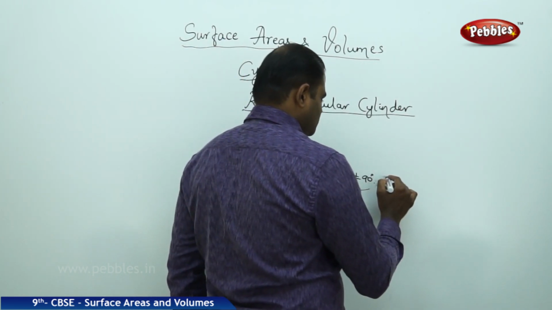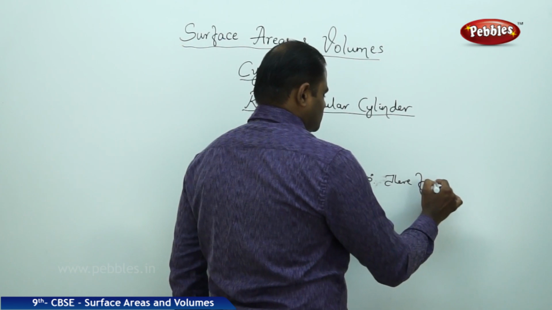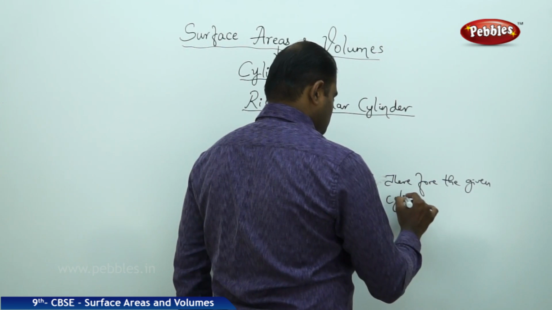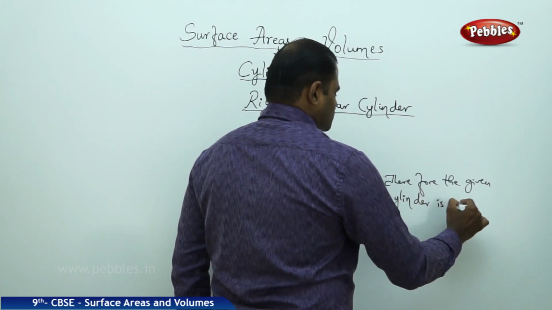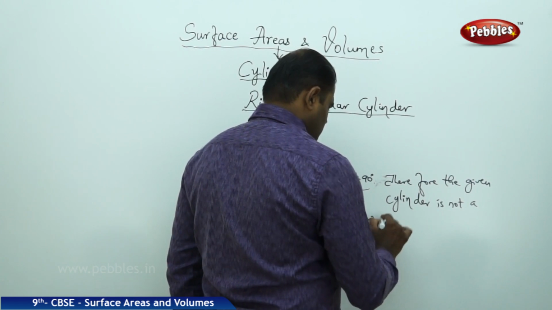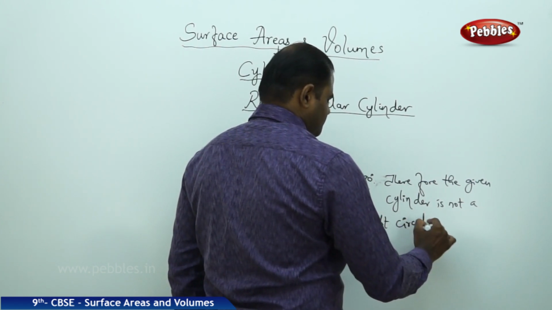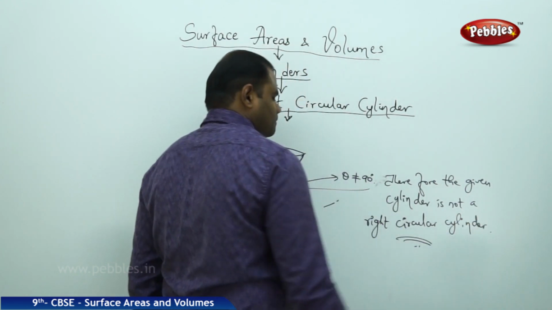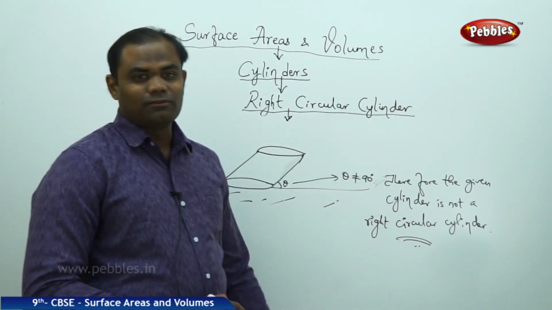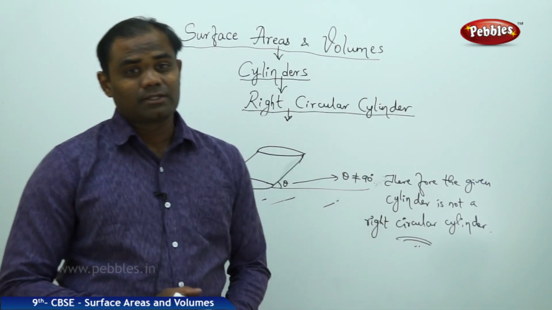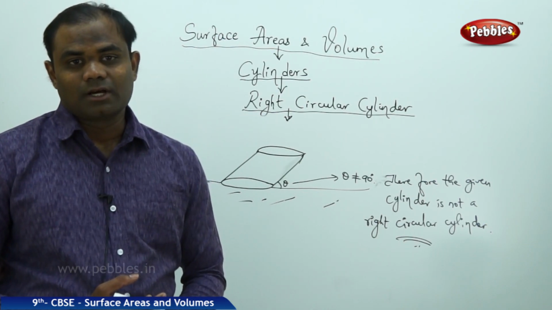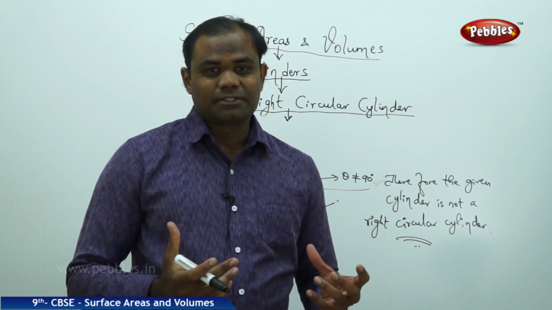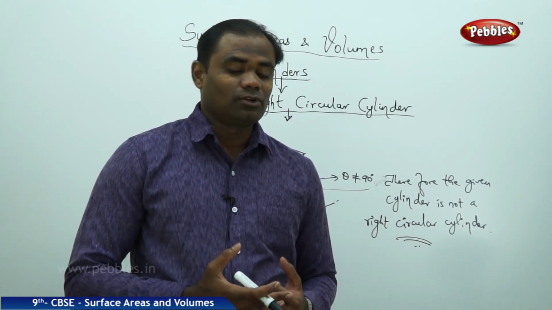Therefore, the given cylinder is not a right circular cylinder. Since theta is not 90 degrees, the given cylinder is not a right circular cylinder. That is how we understand it. Let's take one more example to understand the classification between right circular and non-right circular cylinders.